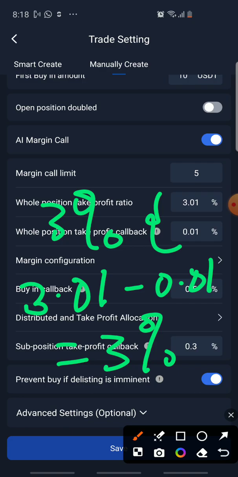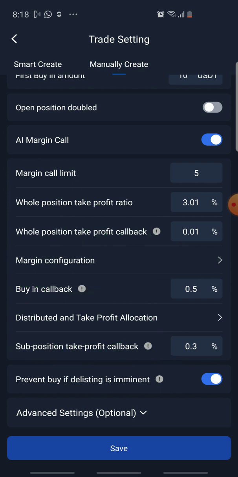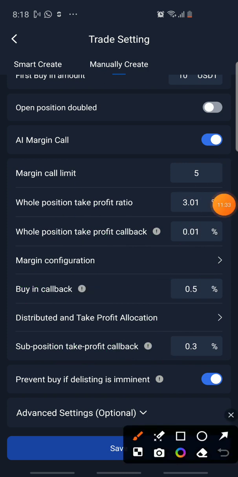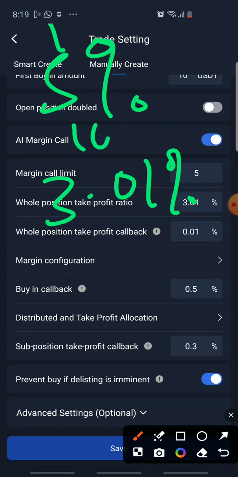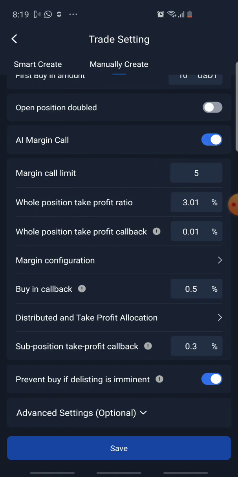How is that setting important? At times, you may set 3.01 and the market reaches there and just continues to go up. So the bot will allow you to collect more profits. You find yourself setting 3.01 and getting 5%, 10%, because of that callback. If the market just continues to go up without coming back, the bot will always sell provided the market tries to drop from the maximum by 0.01. Hope that one is clear.